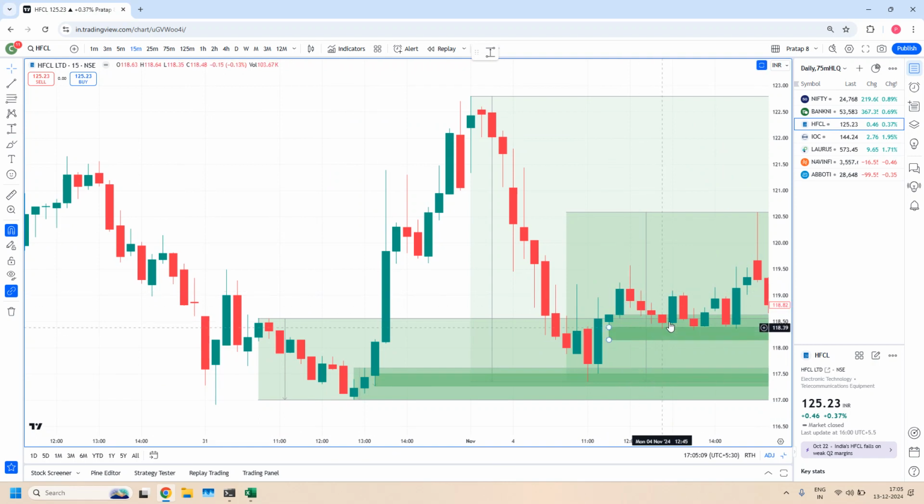It came, picked up the orders, moved up, again it came, picked up the orders, moved up, again it came and picked up the orders. That means you can observe some high liquidity zone in this area. At least you can confirm. That we will see in the 5 minutes time frame.